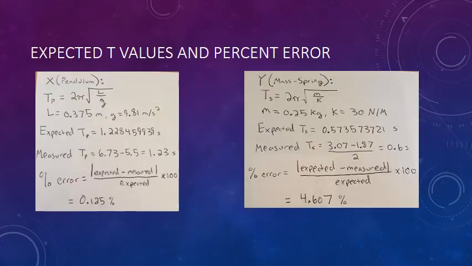0.125% off in the x direction and 4.607% off in the y direction. Possible sources for this error include errors in the center of mass placement in Tracker, and also my errors in selecting where the period and amplitude begin and end.